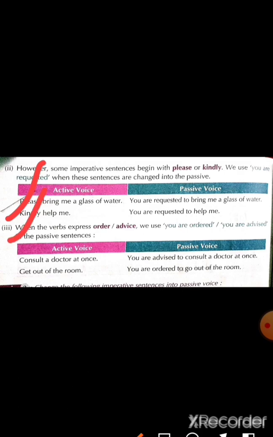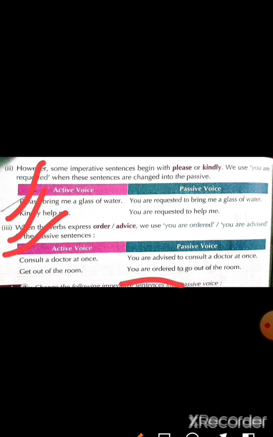Now the next one. When the verb expresses order or advice, we use you are ordered, you are advised in the passive voice. By reading the sentence, you have to understand if it's an order or a request, or a suggestion or advice. For example, consult a doctor at once. It's advice. So you are advised to consult a doctor at once. Get out of the room. It's an order or command. So you are ordered to go out of the room. So this way you will do it.